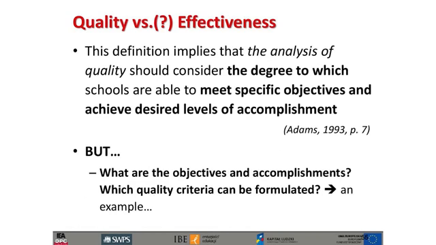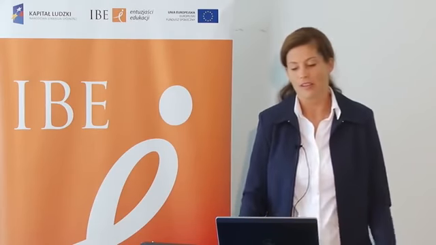But what does this definition imply when trying to analyze the quality? It implies that the analysis of quality has to consider the degree to which schools are able to meet specific objectives and achieve desired levels of accomplishment. But then we can ask, what are the objectives and accomplishments, or which quality criteria can be formulated? And I would like to explore it on an example, since this is really related to those normative settings of the society. So the example is analyzing the quality of the national educational policy, for example, focusing on resources, but you could take anything else as an example.